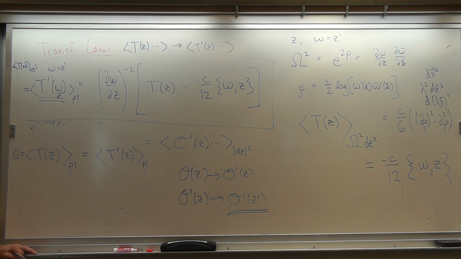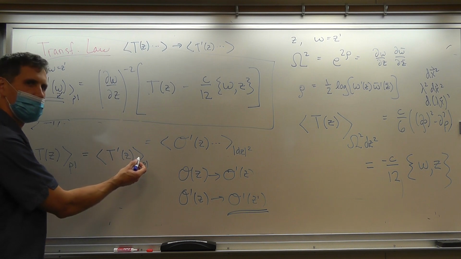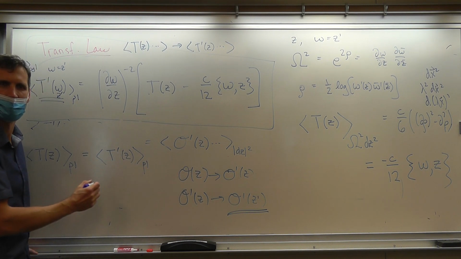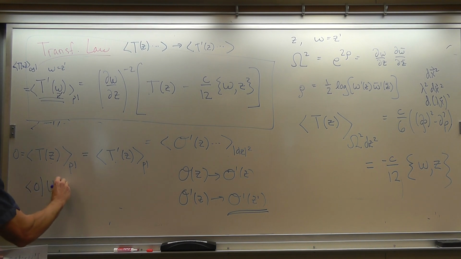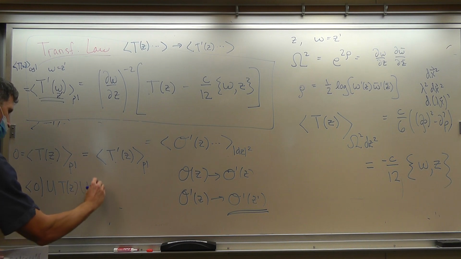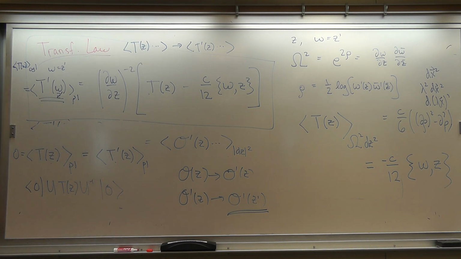My error was in the fact that the vacuum itself is not conformally invariant in 2 dimensions. Okay, so how do you get from here to here? You act with a conformal transformation. So this is really 0, U, T of Z, U inverse. So acting with a conformal transformation takes you to here, which in higher dimensions is trivial on vacuum, because the vacuum is conformally invariant. But in 2 dimensions, the vacuum is not conformally invariant.